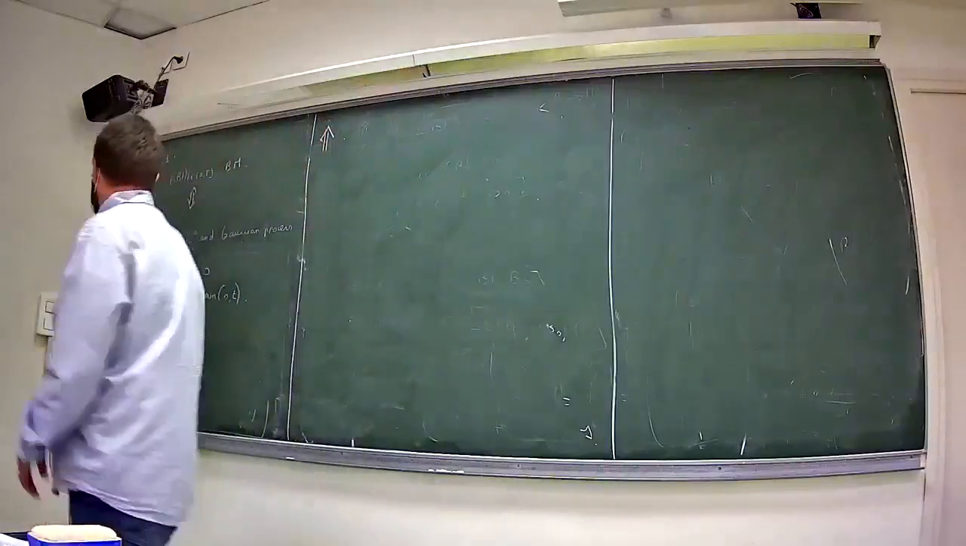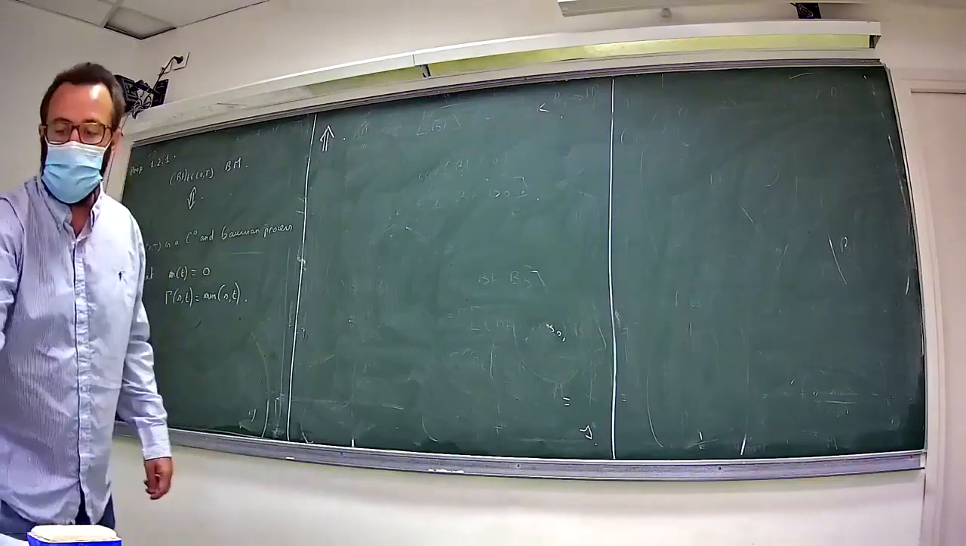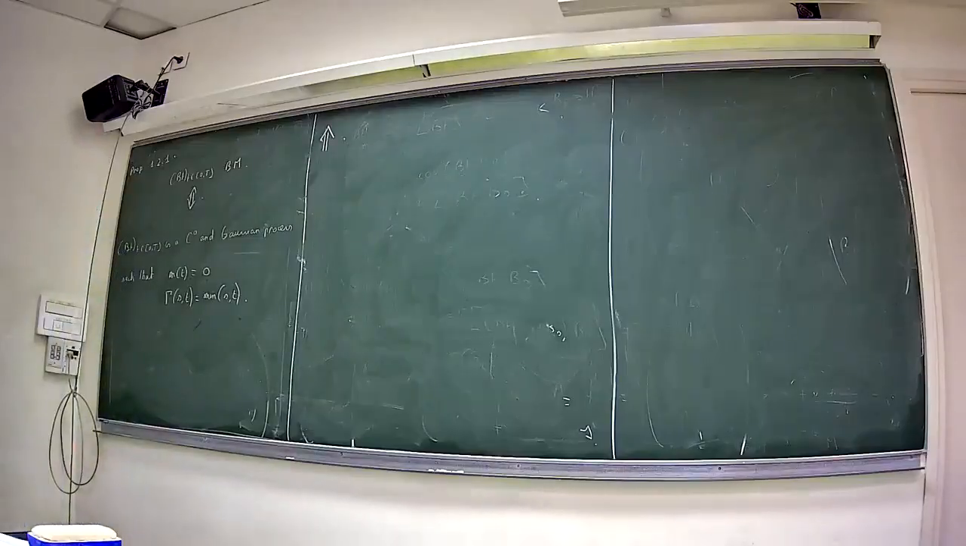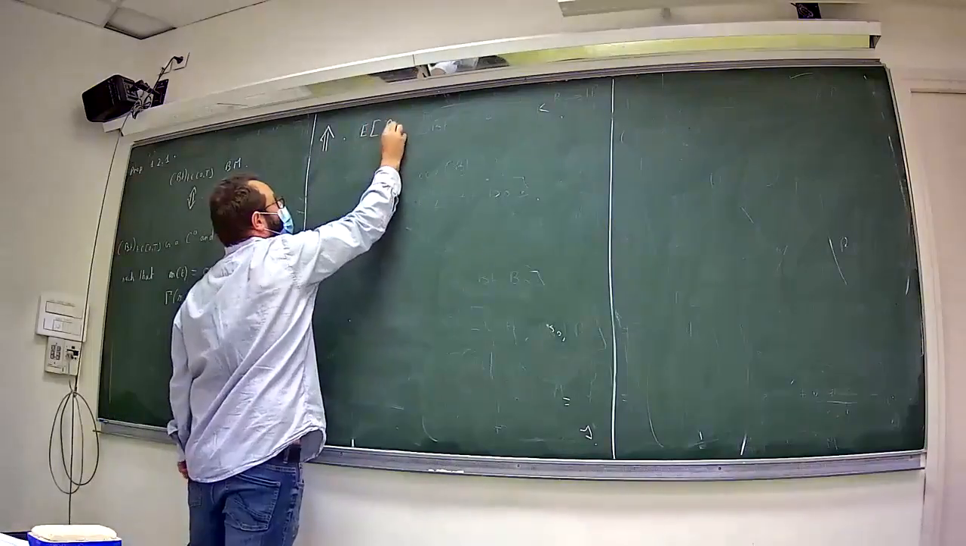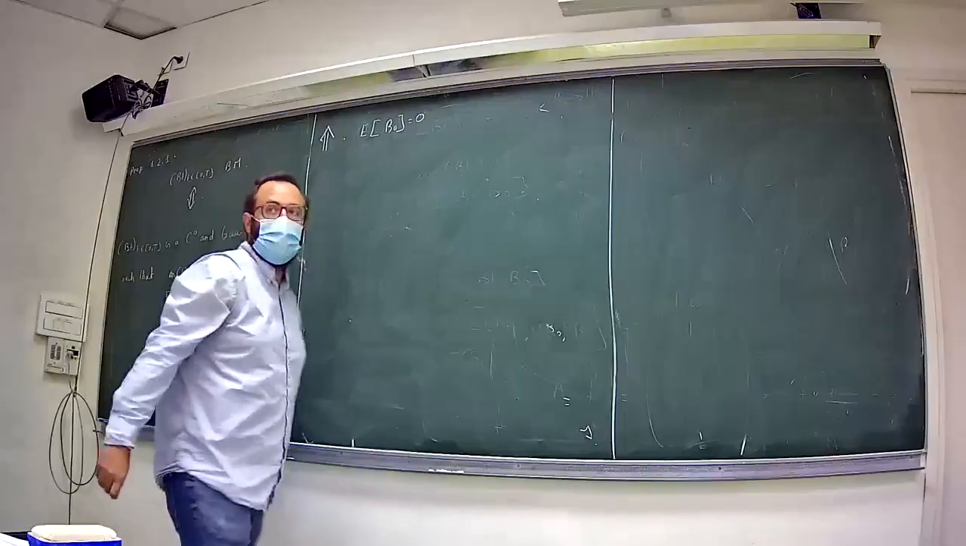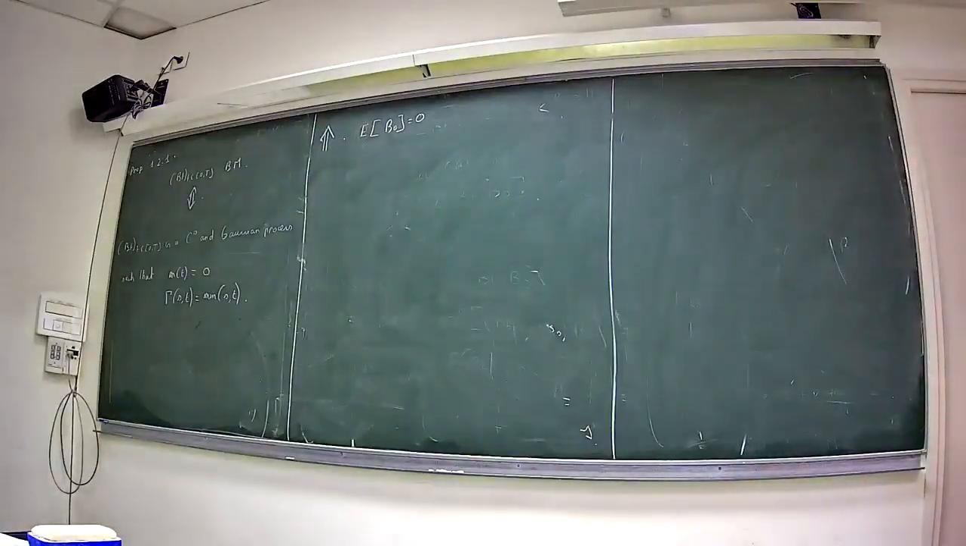I prove the converse. So I need to prove that the 4 statements in the definition are okay. So B0 is equal to 0. Why? So you tell me that I have this. Okay? What can you conclude about this one? Nothing. A priori, nothing.